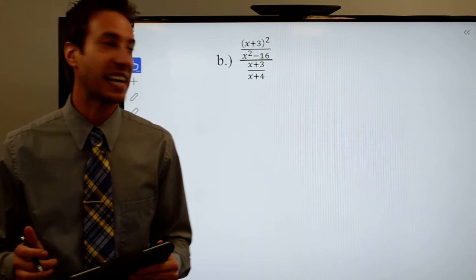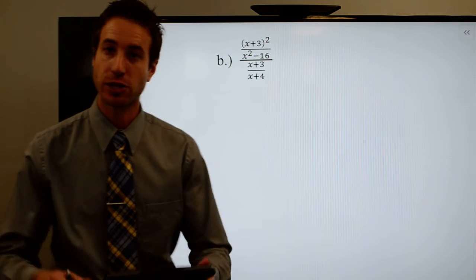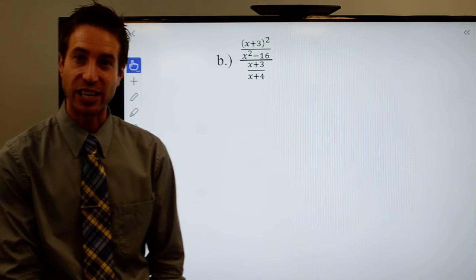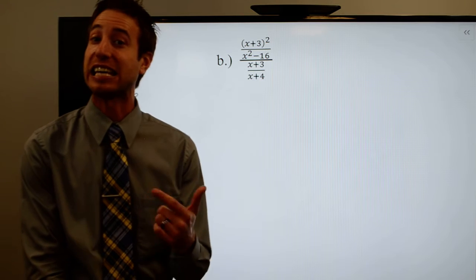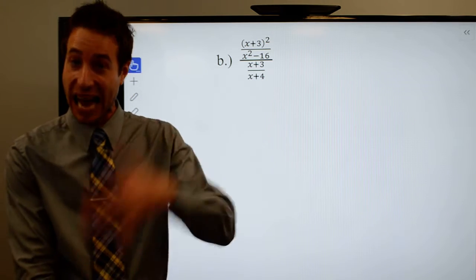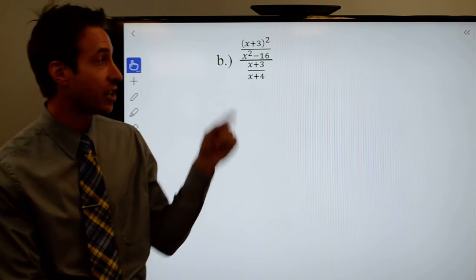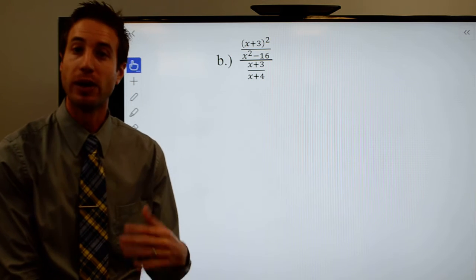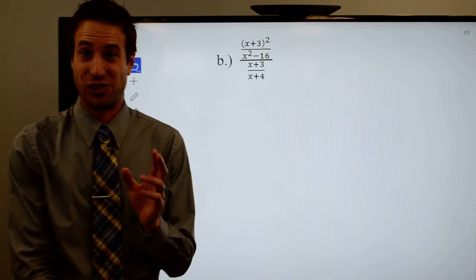Let's keep working on this idea of simplifying complex rational expressions, and we'll jump in by taking a look at this example problem that I've got for you here. Again, we recognize that it is a complex rational expression because I have a rational expression, but the numerator is a rational expression. The denominator is also a rational expression.